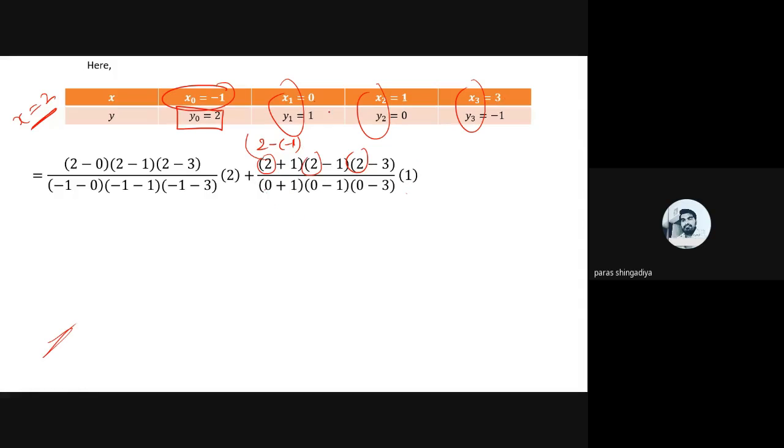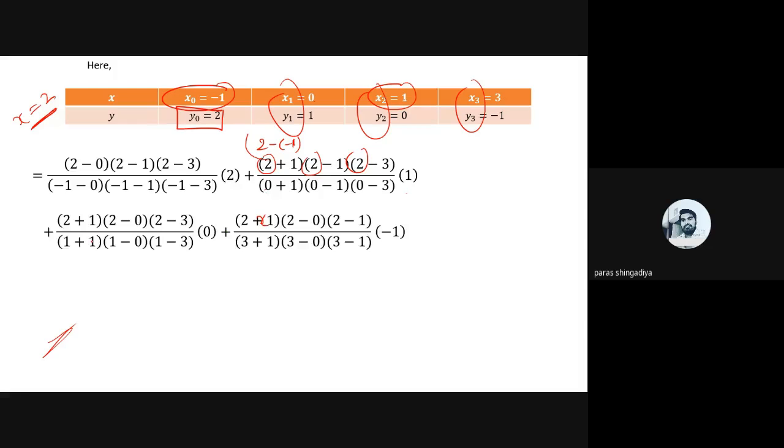Okay, and similarly the third term will be 2 minus, okay, we'll skip x2, so it is 2 minus of -1, so it will be 2 plus 1, then after 2 minus 0, that is x1, and 2 minus 3. Okay, and now in the denominator x will be replaced by the x2 value, so x2 is equal to 1, that is given here. So 1 plus 1, 1 minus 0, and 1 minus 3 into the y2, that is equal to 0. Okay, so that is 0 here.